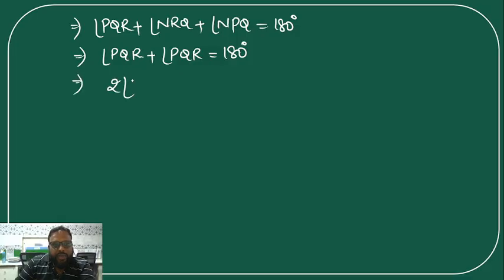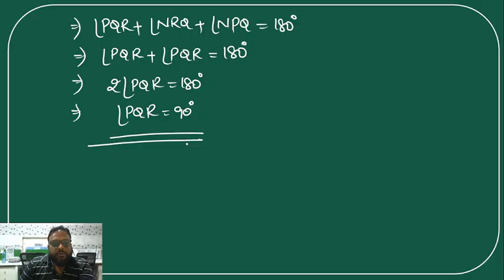From this, 2 angle PQR is equal to 180 degrees. So therefore, angle PQR is equal to 90 degrees, right? This is what we have to prove here. This is the first question that we have completed. Now we will go to the next question.